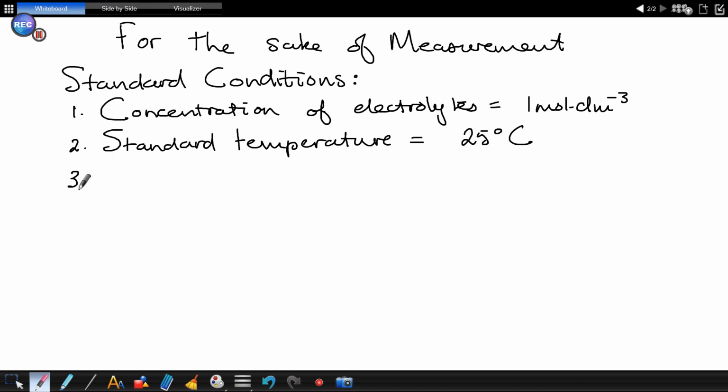And the third one is for the sake of where we have gases. For gases, the gas pressure must be 1 atmosphere or 101,3 kilopascals.